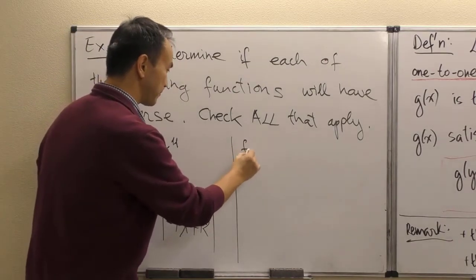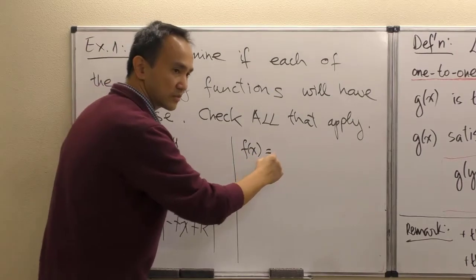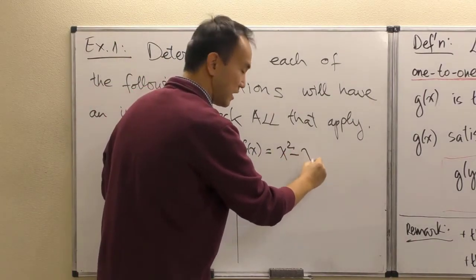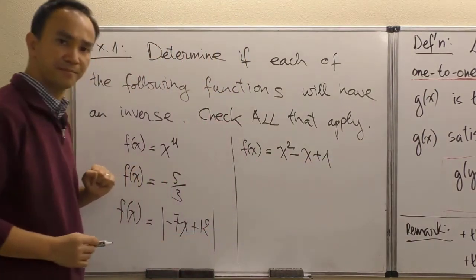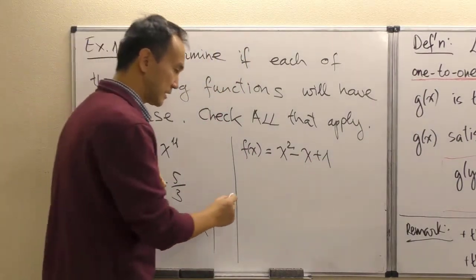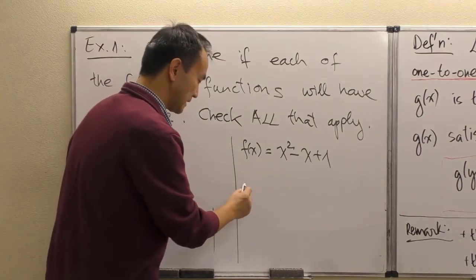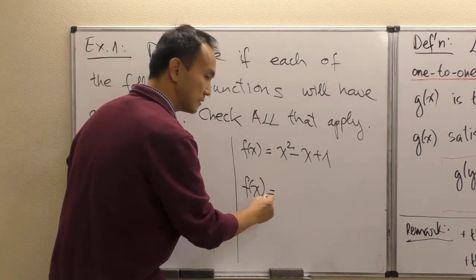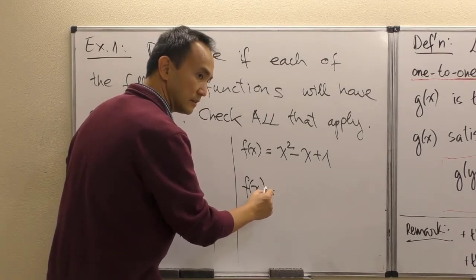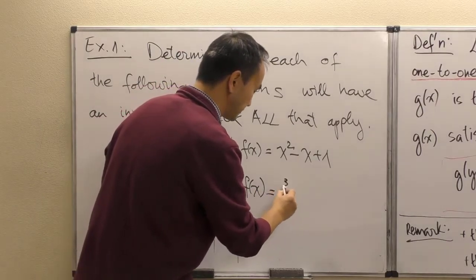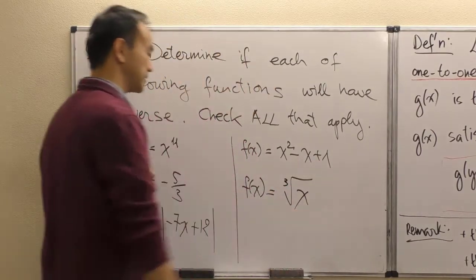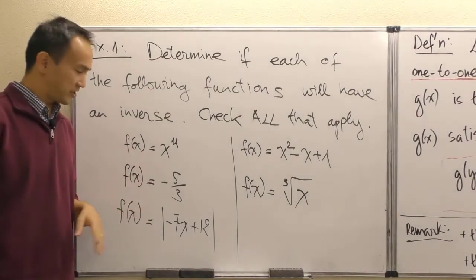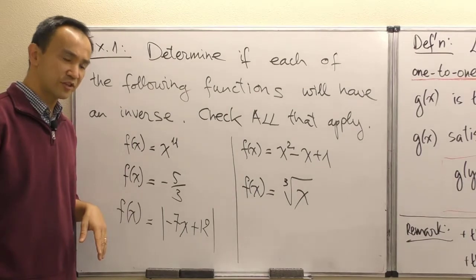And my list is not done yet. Let's look at f of x equals x squared minus x plus 1. And I have another one, f of x being the cube root of x. So these are some functions that we want to check to see if they have an inverse or not.